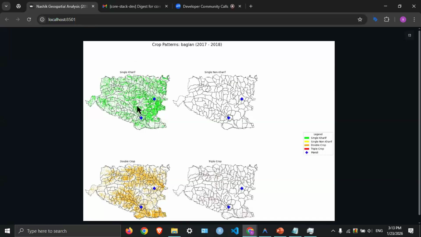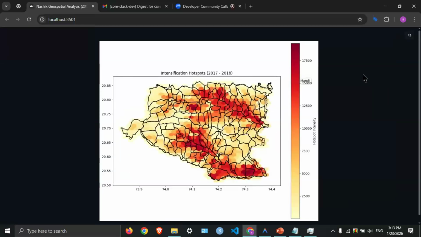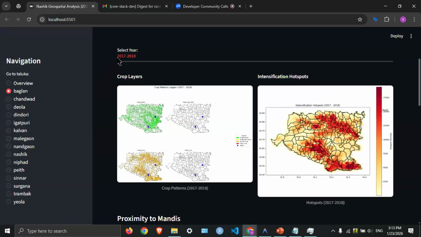So in Baglan Taluka, there are single kharif and double cropping patterns. We can see that, and at the same time, this pattern also matches the hotspot patterns, like in the north and south layer. Here you can see the hotspots, and you can clearly see how the area of agriculture land is divided altogether. And the same thing we can observe over the period of time. If we move this cursor ahead, we can see the change in the pattern, right?